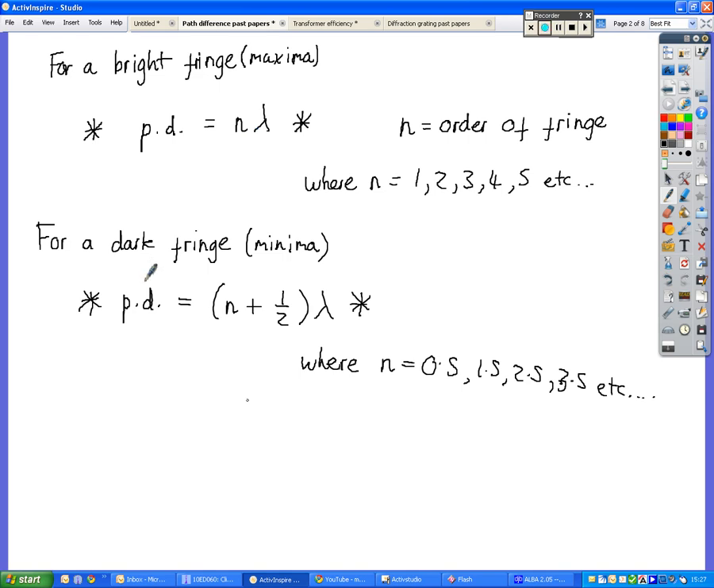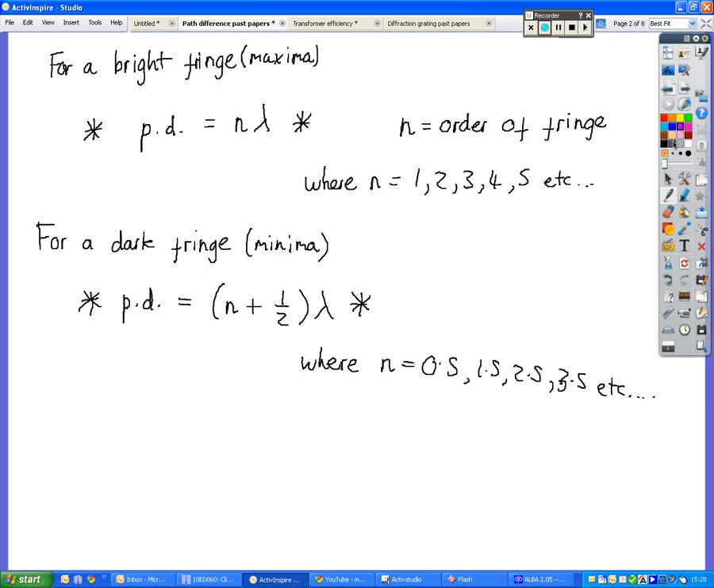For a dark fringe, a minima, which is destructive interference, that's going to occur when the waves are out of phase by half a wavelength. So half a wavelength, or 1.5 wavelengths, 2.5 wavelengths, 3.5 wavelengths. So that's where this equation comes from: multiples of a half wavelength.